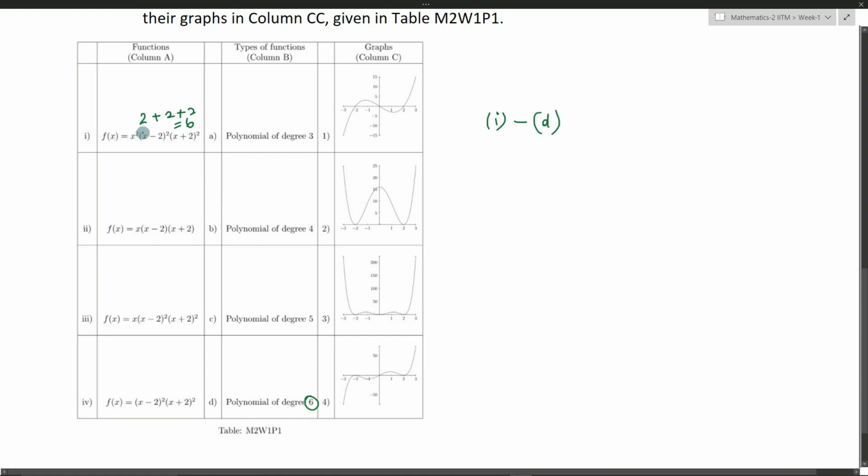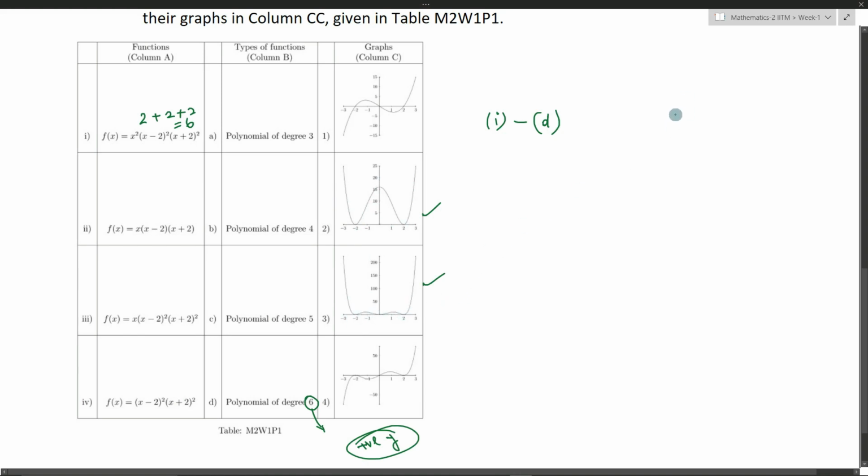The degree of the polynomial is even, right? So if this is an even degree, the graph will be in the positive y direction. So check for all the positive y directions here. We have only 2 graphs. Here the direction of the graph changes only one time, and here it changes 2 times, right? Here the direction of the graph is changing 1, 2, 3 and 4 times.